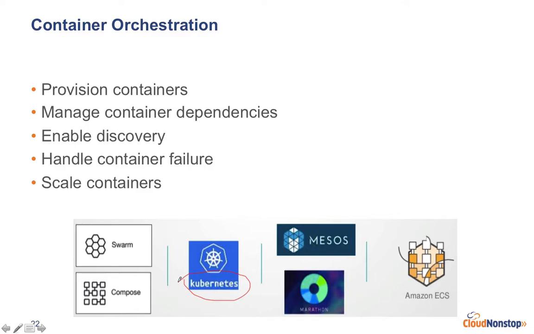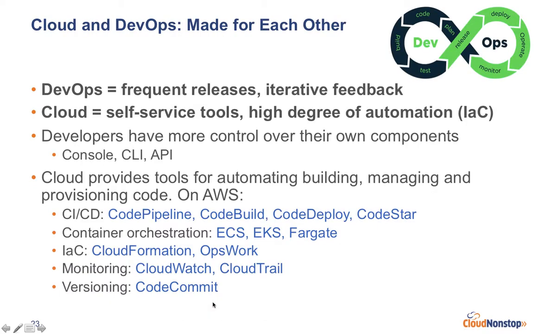Amazon also introduced something called Fargate, which further abstracts the use of container orchestration. So a lot of options in the market at this point of time. But yeah, probably Kubernetes is the one that seems to be more popular than the other ones. So yeah, cloud and DevOps, made for each other.